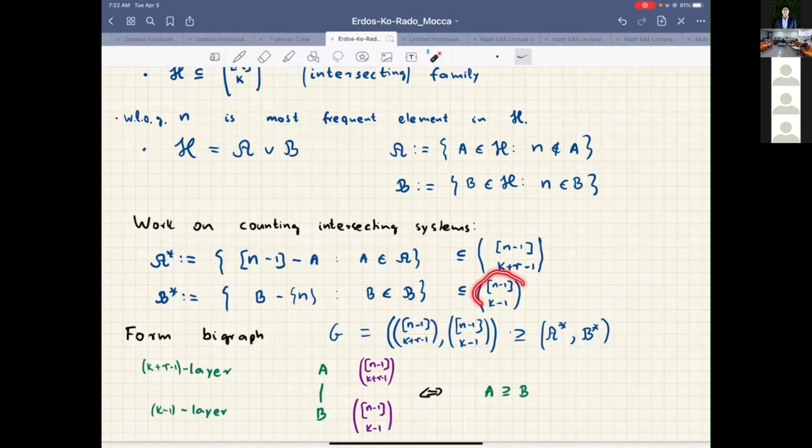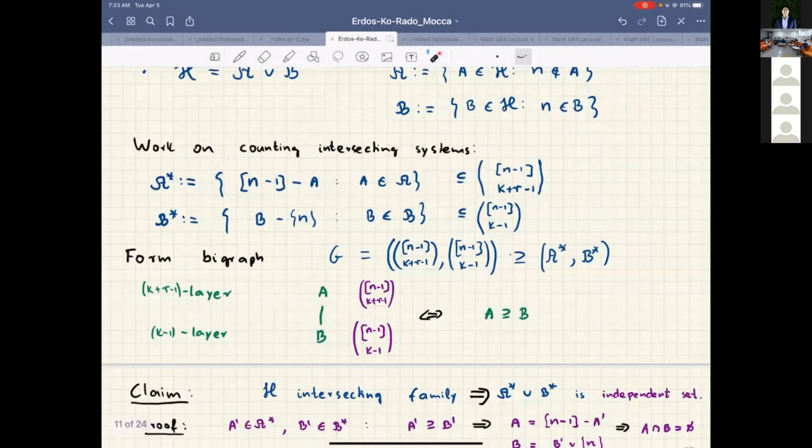So we decrease the dimension by 1, and we decrease the sizes by 1. And for the sets which are not containing n, we take the complement, but the complement on a ground set of size n-1. So we create a system on a different layer, and we are forming a bipartite graph, and we put an edge if we have a containment.